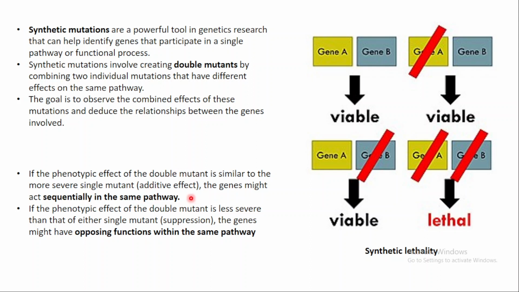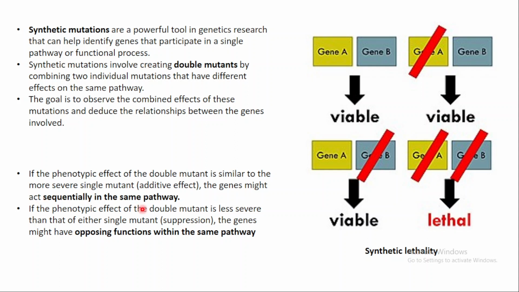This is an interpretation. If we have a single mutant phenotype, let's say gene B is giving some phenotype, and the double mutant is giving an enhanced gene B phenotype, then the genes might act sequentially in the same pathway. It means that gene A and gene B are sequential in the same pathway.